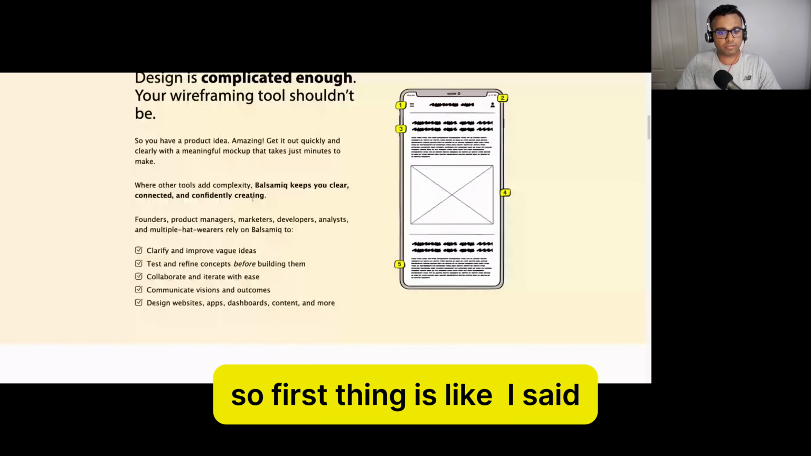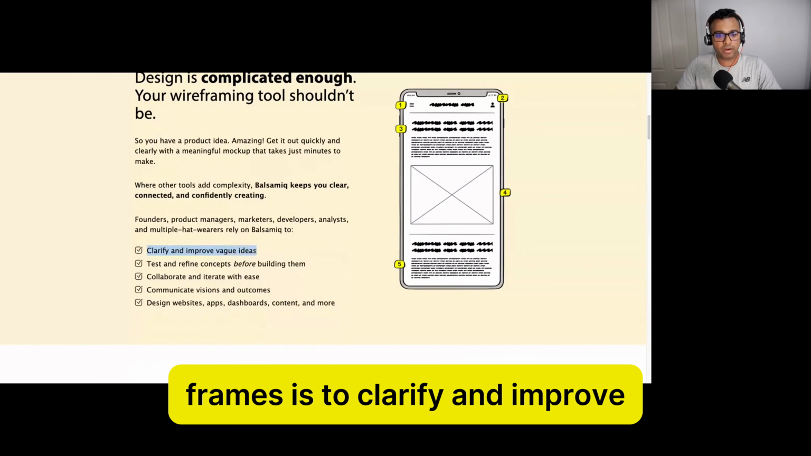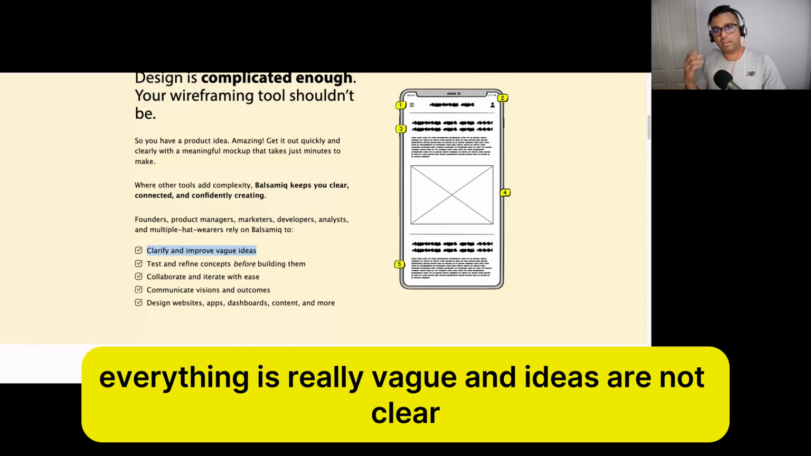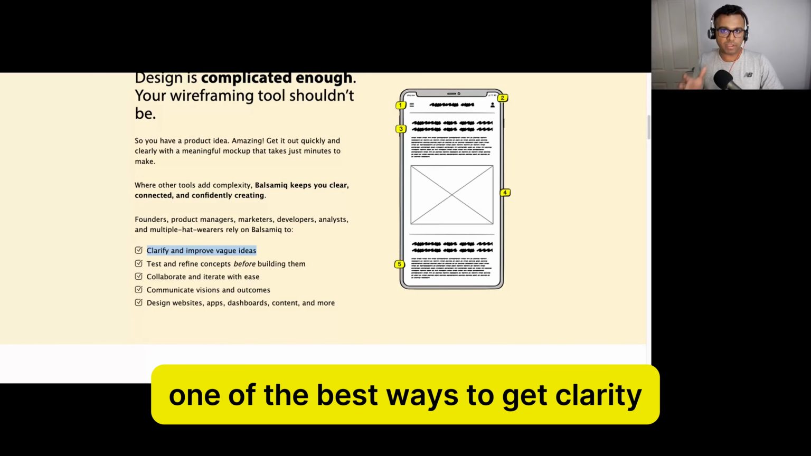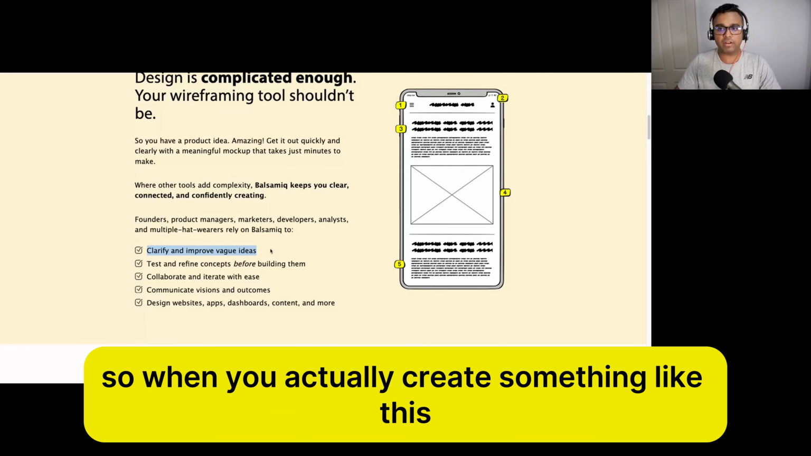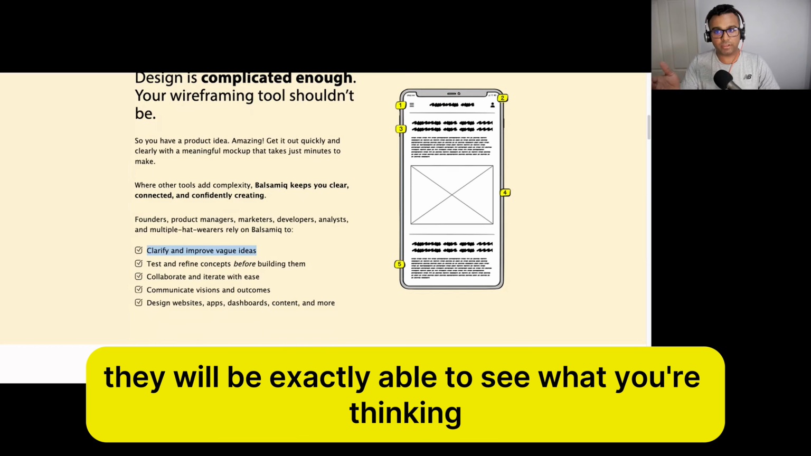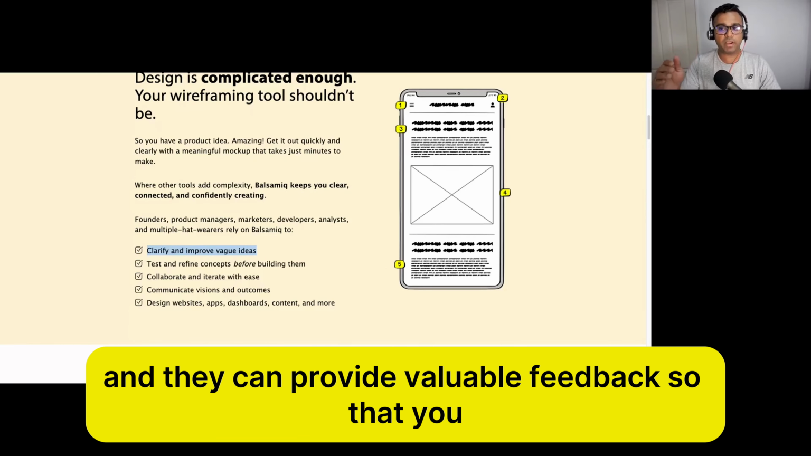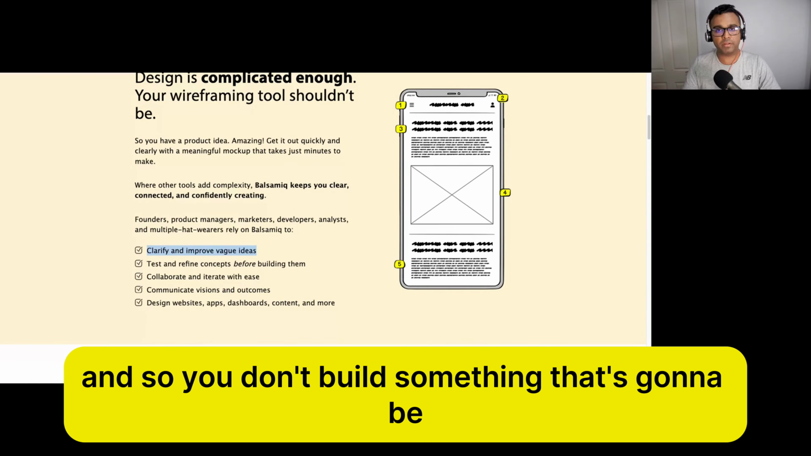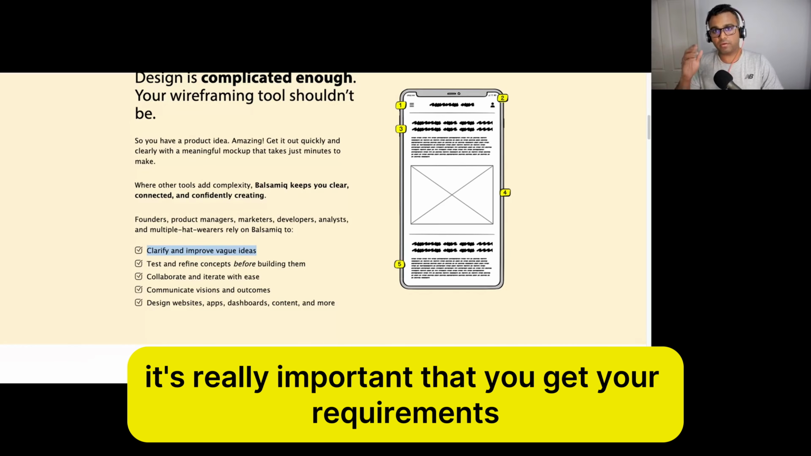First thing is, like I said, the clear aim for wireframes is to clarify and improve vague ideas, right? When you're starting a project, everything is really vague and ideas are not clear. One of the best ways to get clarity on your requirements is through wireframes. When you actually create something like this and put it in front of your stakeholders, they will be able to see exactly what you're thinking and they can provide valuable feedback, so that you end up building what the customer wants, and you don't build something that you have to do rework for. So it's really important that you get your requirements clarified.